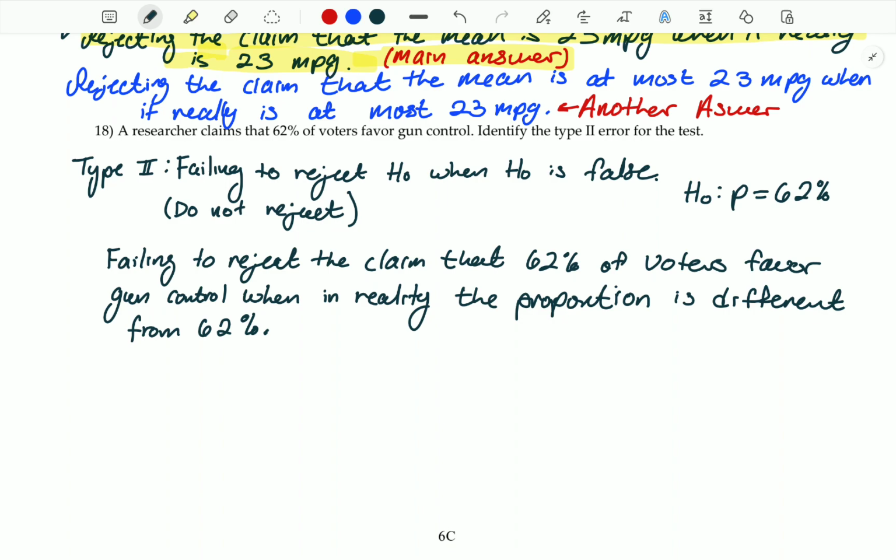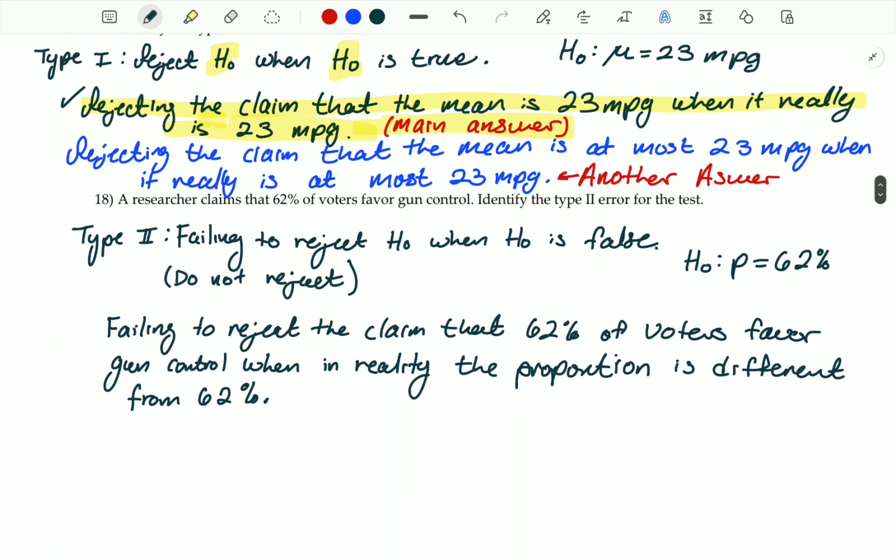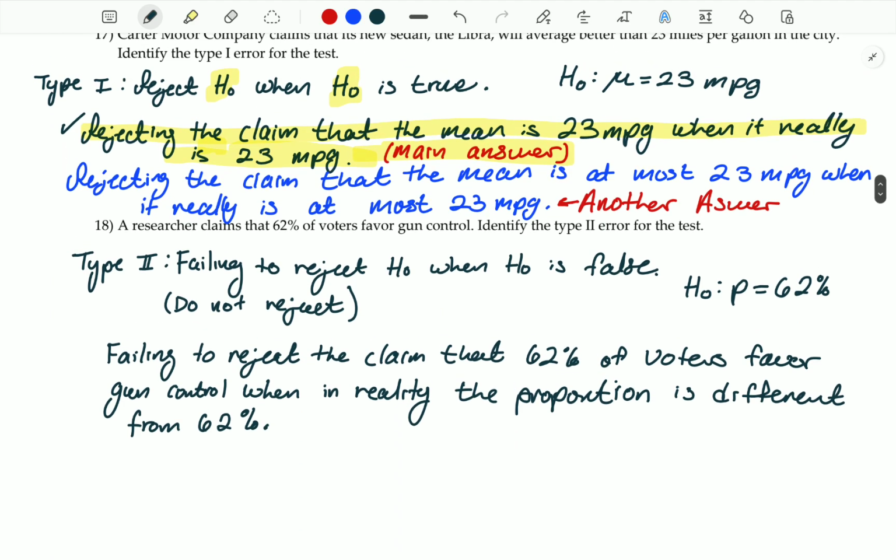It may look a little bit different than the answer key, but it follows the same type of pattern, same type of formatting. So that is it to this video. That is question 17, which was identify the type 1 error. And question 18 was to identify the type 2 error for the test.